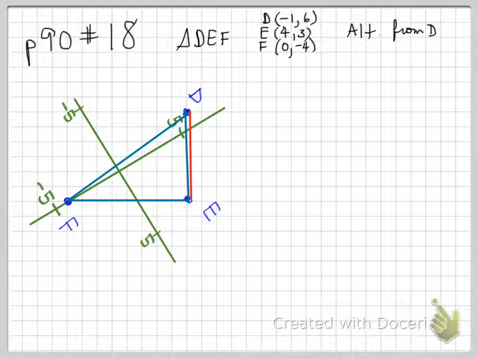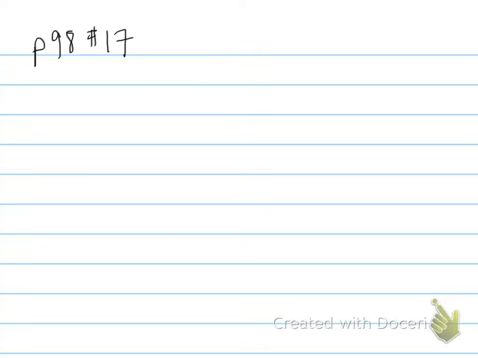Now we're going to go on to a couple of questions from 2.5. Okay, we're going to focus on page 98, number 17. A ship drops its anchor into the water and creates a circular ripple. The radius of this ripple increases at a rate of 50 centimeters per second. And you're asked to find an equation for the circle 10 seconds after the anchor is dropped.